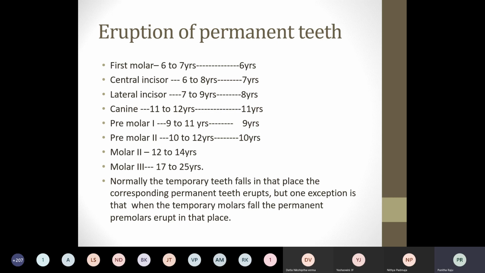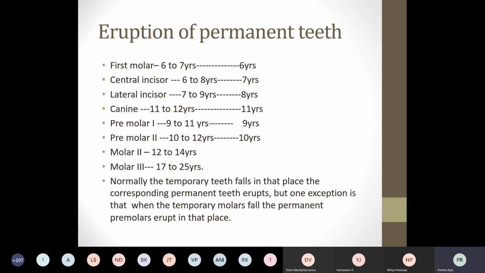So what happens to the temporary molars? Whenever the temporary molars fall, in that place the premolar will erupt. The molar doesn't erupt at the place of temporary molars. It is only the premolar which erupts at the place of the temporary molar. This is one exception.